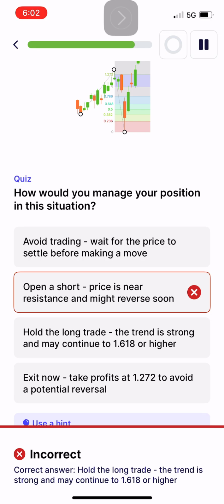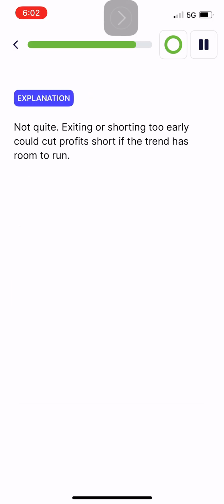No, the correct answer was hold the long trade. The trend is strong and may continue to 1,618 or higher. Not quite. Exiting or shorting too early could cut profits short if the trend has room to run.